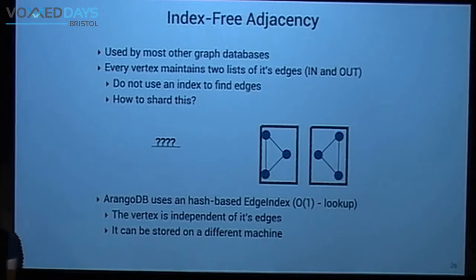ArangoDB uses a hash-based edge index, so we still have the same complexity, constant time. But this allows us to store the edges independently of the vertex. So we can actually decide, just put it on the left one or on the right one. It doesn't matter, because the other one can just figure out, okay, I have to ask the other server because there's the edge.